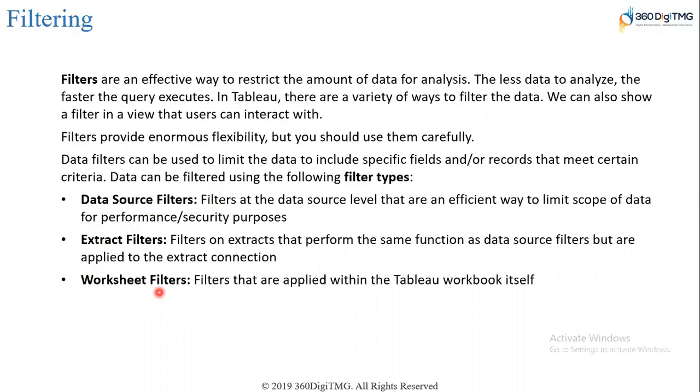Now, for the filters that we apply at worksheet level, there is an option wherein we can add the filter to context. When we set a filter as a context filter, the context filter gets executed before any other filters in the worksheet. So the hierarchy would be context filters get executed first, followed by the dimension filters, and then the measure filters and the date filters.